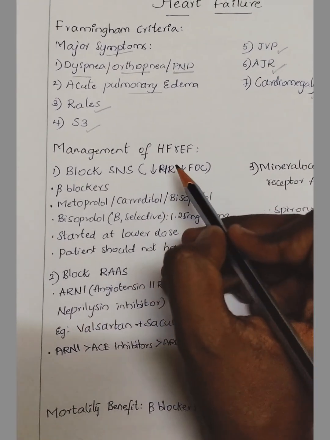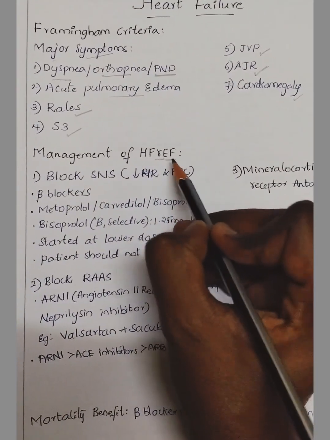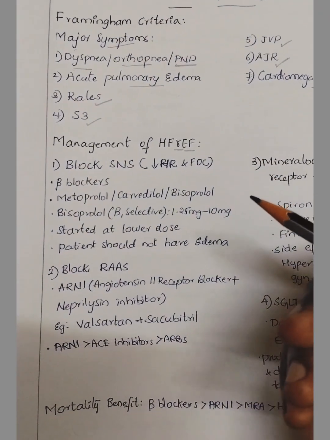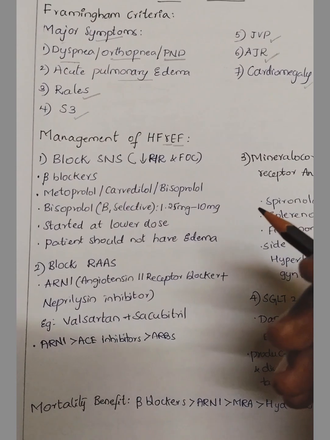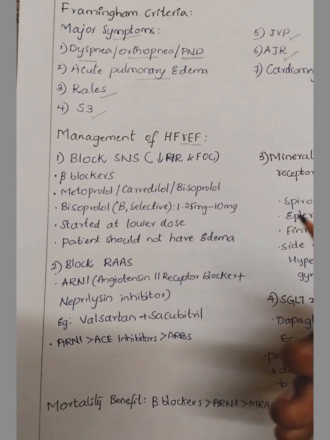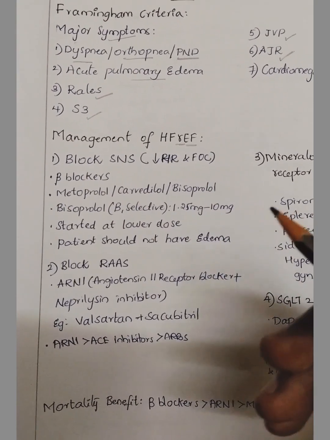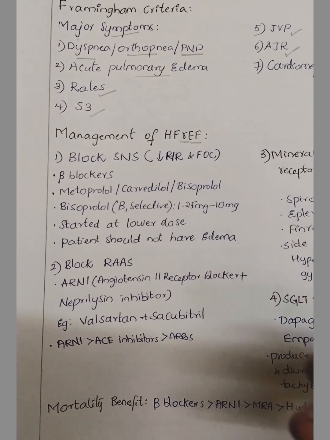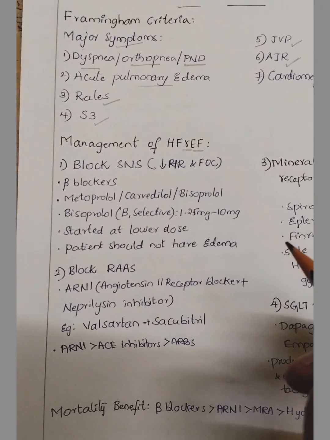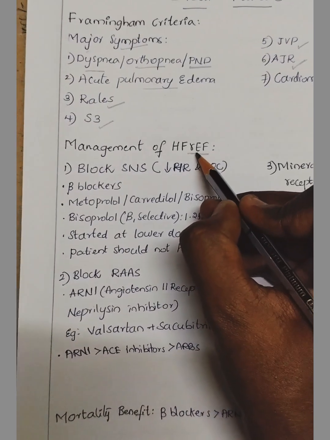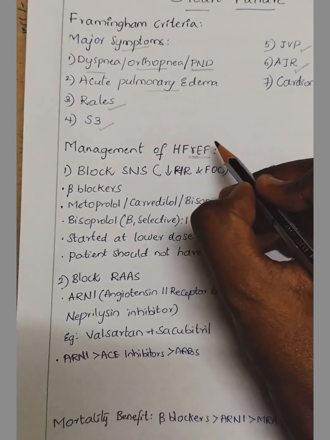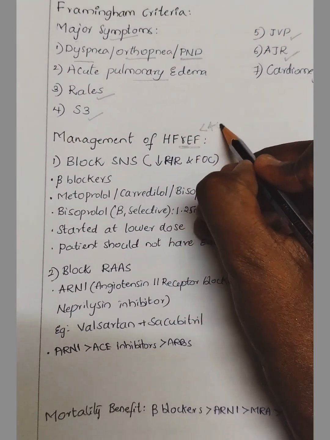Coming to the management of heart failure with reduced ejection fraction, we have discussed what is reduced ejection fraction, what is preserved ejection fraction, and what is mid-range ejection fraction in our previous video. If you haven't watched that video, just go to my YouTube channel and it will be available. In this part, we'll discuss management of heart failure with reduced ejection fraction. What is reduced ejection fraction? Whenever the ejection fraction is less than 40%.